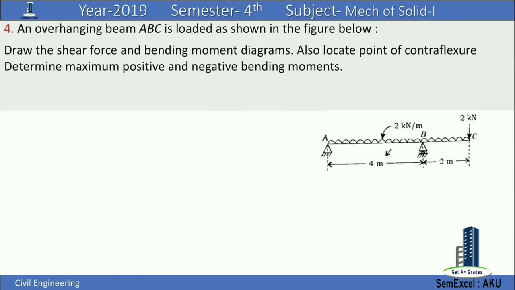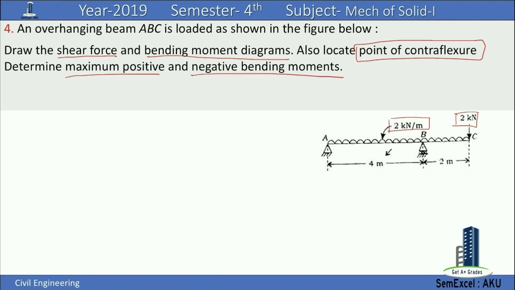This is the overhang beam. The UDL is given as 2 kN per meter and a point load at the tip of the overhang is given as 2 kN, and we have to find the shear force diagram, bending moment diagram, and also the point of contraflexure, and again we have to calculate the maximum positive and maximum negative moments.